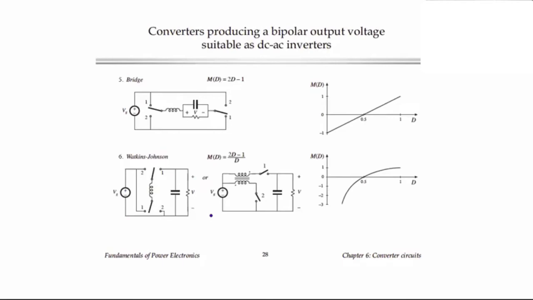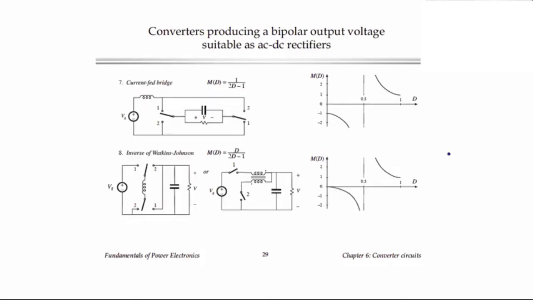Okay, converters 5 and 6 are ones that you might say are suitable as inverters. And we've already discussed the H-bridge in the last lecture. This is converter number 5. Converter number 6 is a pretty strange one. The transformer isolated version of this was invented at the Watkins Johnson company, and we call this the Watkins Johnson converter. It has the conversion ratio (2D minus 1) divided by D. It looks like this. But it passes through 0 at D equals a half, and it can make either positive or negative output voltages, although the M of D function is a nonlinear one.